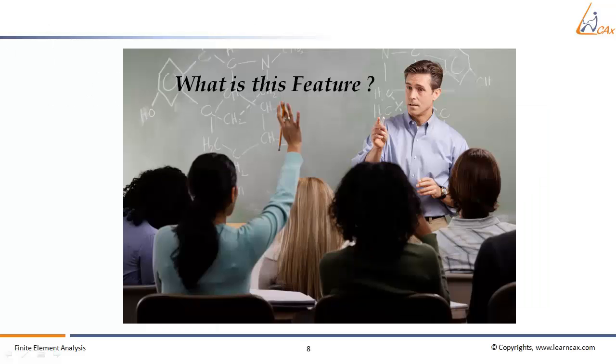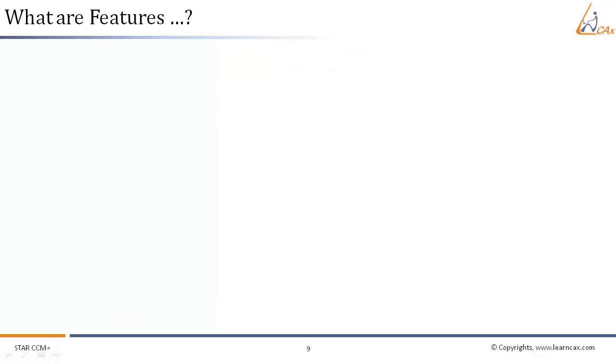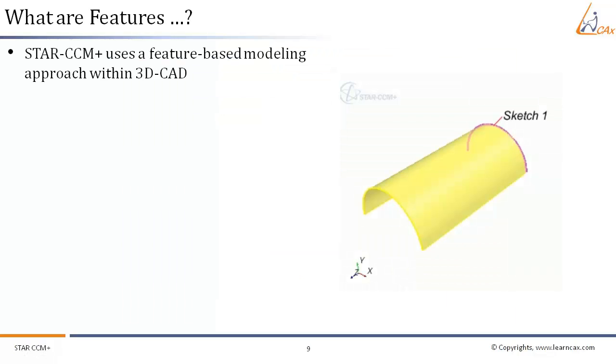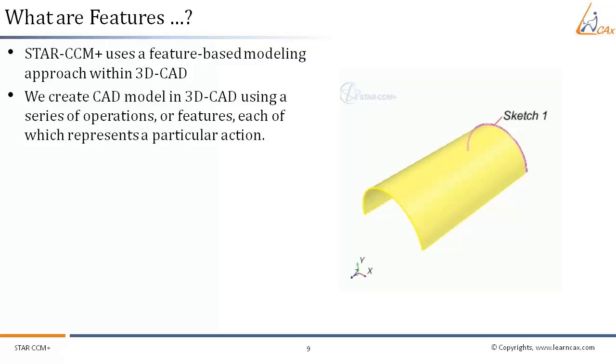Till now, we have talked a lot about features. We use the word feature everywhere. But what exactly is a feature? A feature is any entity of creation in 3D CAD. STAR CCM+ uses a feature-based modeling approach within 3D CAD.